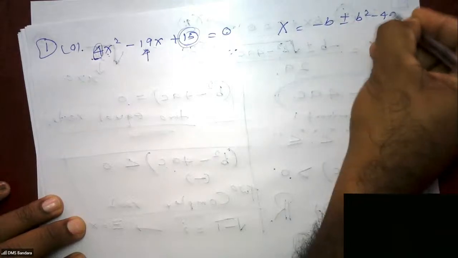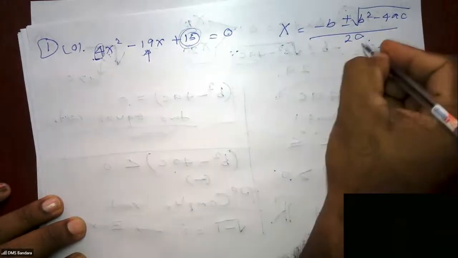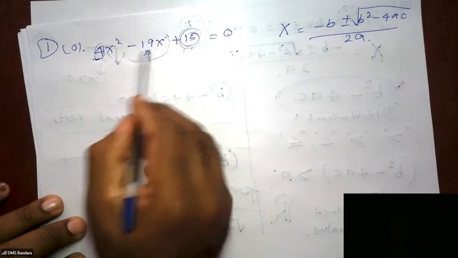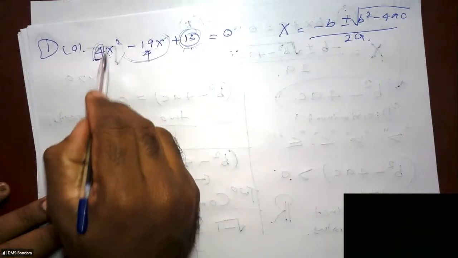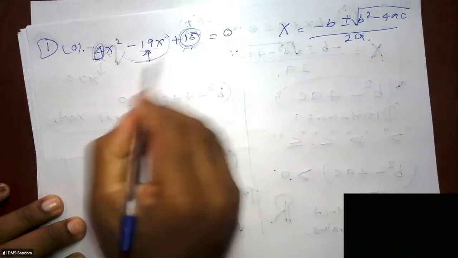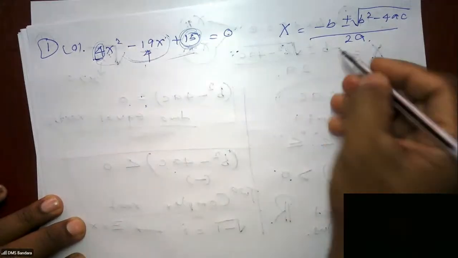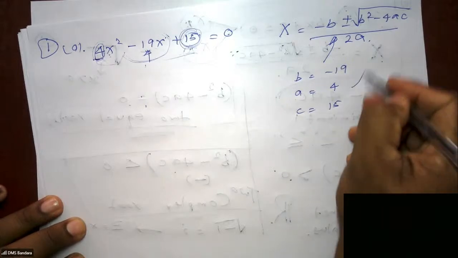That formula means x equals minus b plus or minus square root of b squared minus 4ac, over 2a. If we can create the middle term, that is the coefficient of x, by using the coefficient of x squared and the constant term, we can factor and find the roots easily. If someone has doubt and has a calculator, then directly you can go for this formula. So b equals minus 19, a equals 4, c equals 15. By substituting these values, you can easily find x1 and x2, right?